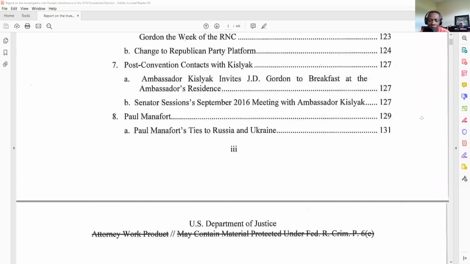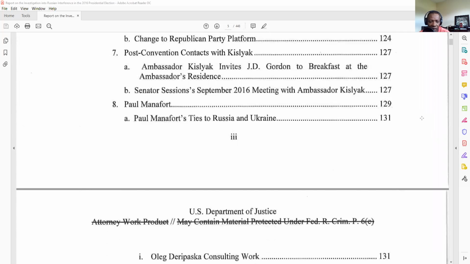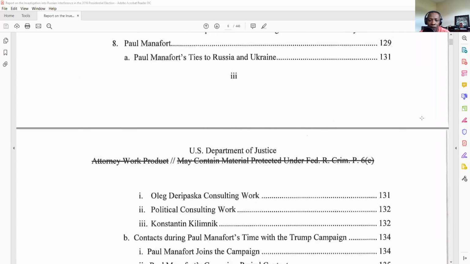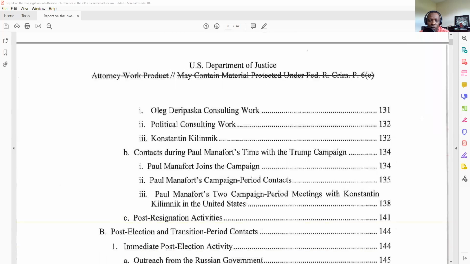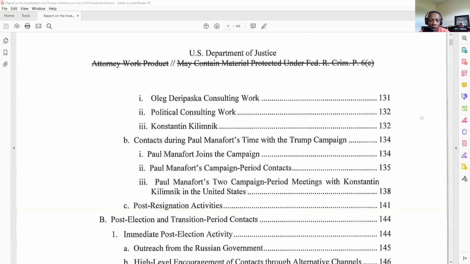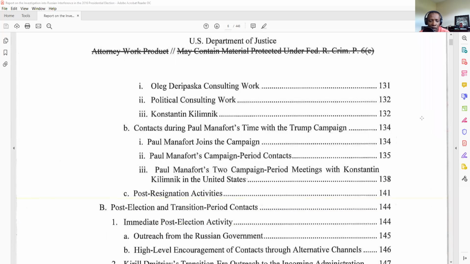Senator Sessions, September 2016 meeting with Ambassador Kislyak. Paul Manafort. Paul Manafort's ties to Russia and Ukraine. Oleg Deripaska consulting work, political consulting work. Konstantin Kilimnik, contacts with Paul Manafort's time with the Trump campaign.